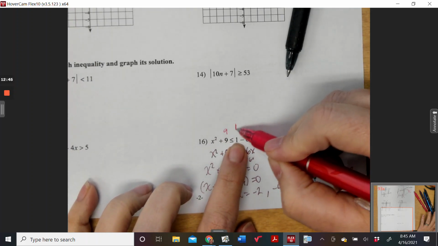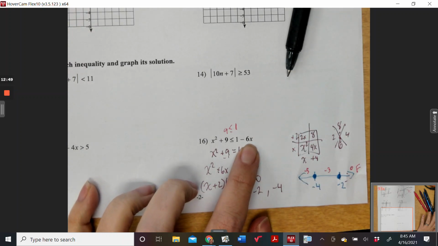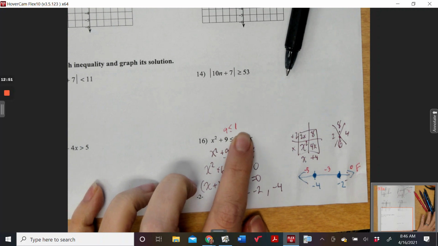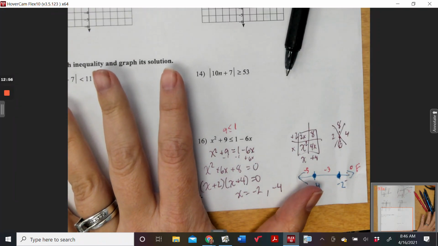And then 1 minus 6. And so that's false over here with 0, because 9 is not smaller than 1. So mostly I test in my head, but I'm writing my test down for you today.